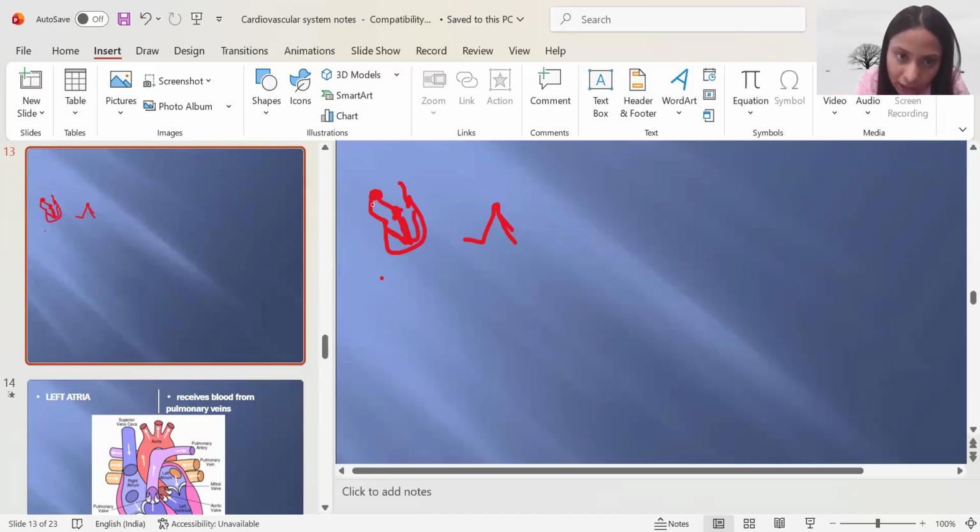So when your SA node is transferring current to the AV node, there is a positive deflection, which is denoted by the P wave. From positive to negative, it's a positive contact, therefore you see a P wave. Next, the current moves down into your Purkinje fibers, so you will see a deflection like this, a streak like this.